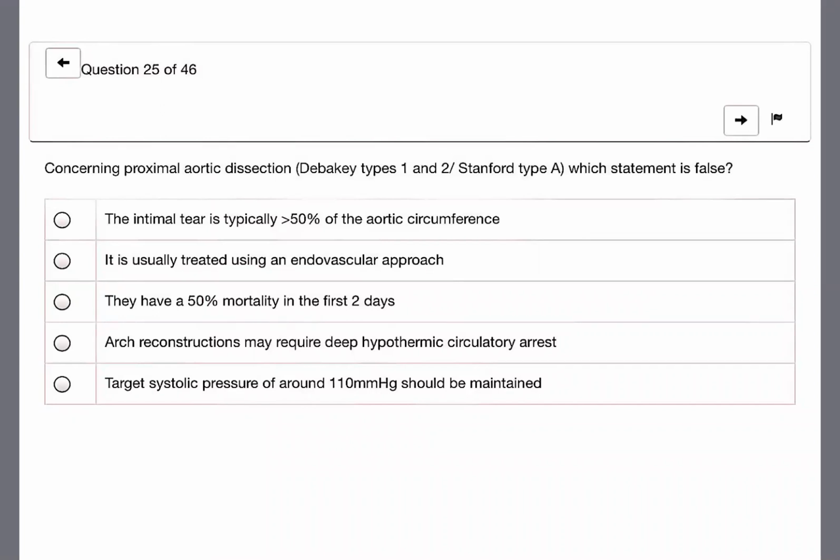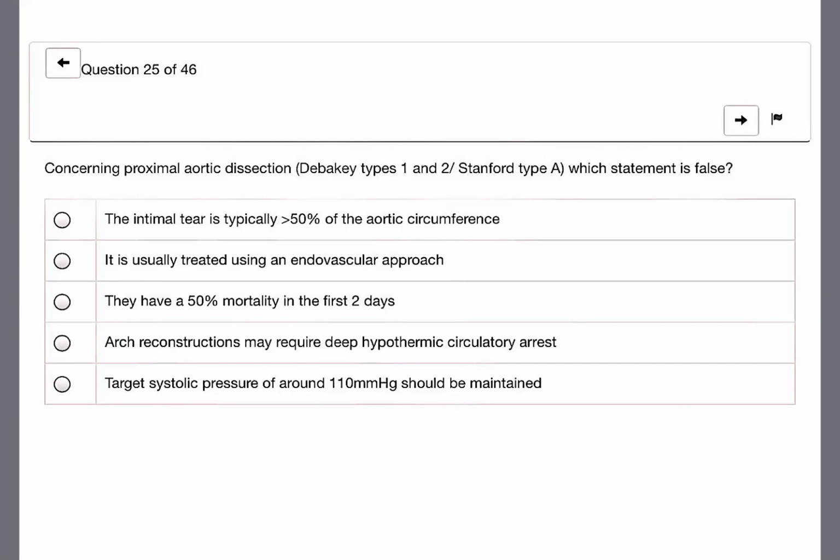Type 1 and 2, Stanford type A, which statement is false? The entry tear is typically more than 50% of the aortic circumference. It's usually treated using the endovascular approach. They have a 50% mortality in the first 2 days. Aortic root reconstruction may be required with deep hypothermic circulatory arrest. A target systolic pressure of around 110 mmHg should be obtained. I choose the second one: it is usually treated using the endovascular approach.